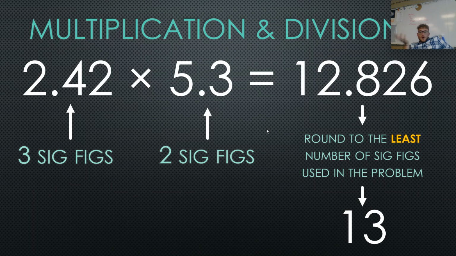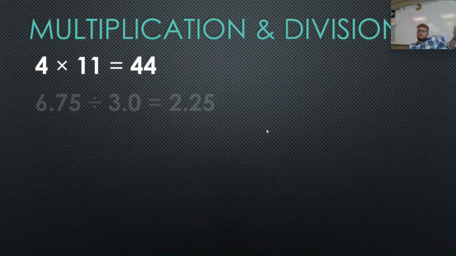Why are we doing this? Understand, if you have 2 measurements, 2.42 and 5.3, and you multiply them, your answer can't be any more precise than your least precise measurement. It doesn't make any sense. You can't get a super precise answer from having not super precise measurements. So what we have to do is round our answer to the least precise number that we have in our problem. In this case, it was 5.3. That had 2 sig figs, so our answer must be rounded to 2 sig figs. All right, so let's take a look at some examples.